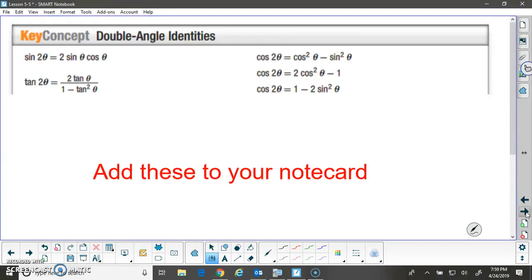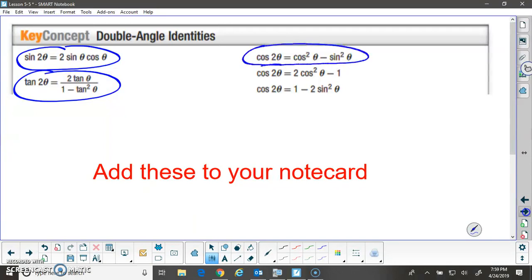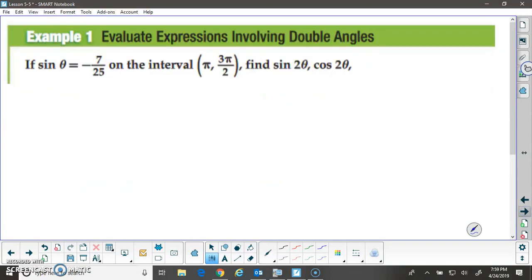Okay, here's your double angle identities. We have one for sine, we've got one for tangent, and then we've got 3 separate ones for cosine. The reason these are called double angle identities is because you can see that each of them has the angle theta being doubled, multiplied by 2. So we're going to use those on problems like this.